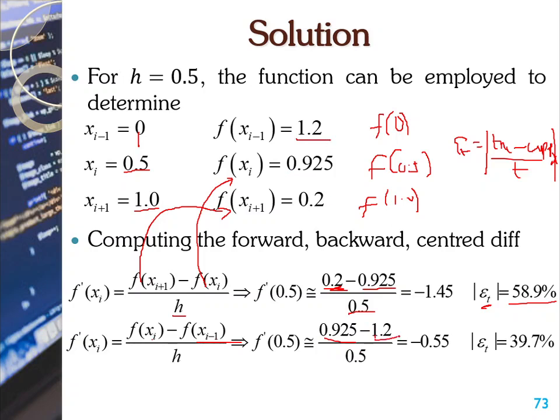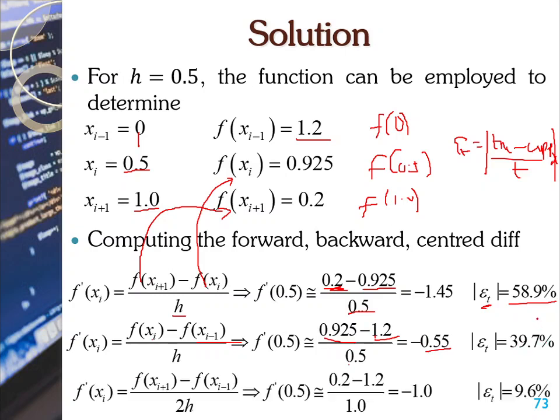So that is our 1.2, all over our h, and we are getting negative 0.55. And with that, we are also getting an error of 39.7%. Now finally, let's look at that of our centered differencing.